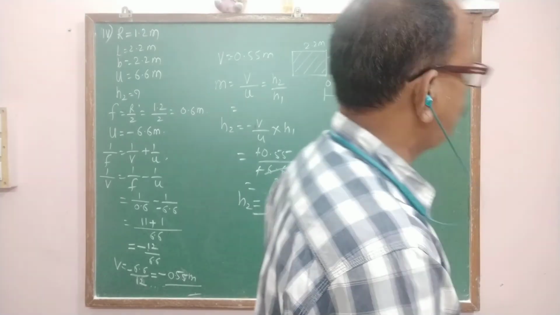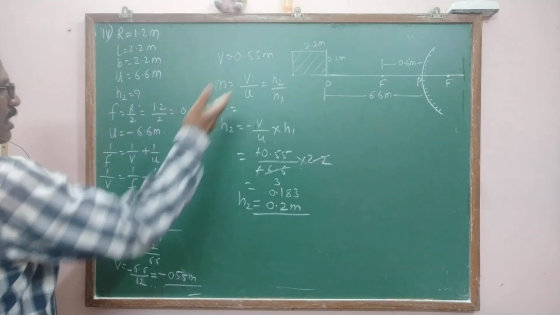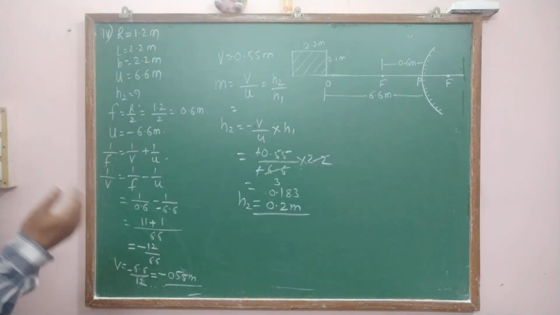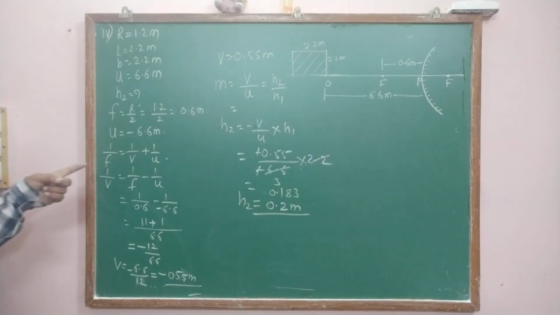Look at this problem carefully. All these formulas are for the 11th; in school, 10th standard and 9th standard you have seen this formula. For the convex mirror it is 1 by f is equal to 1 by v plus 1 by u. For the concave mirror it is about 1 by v minus 1 by u.